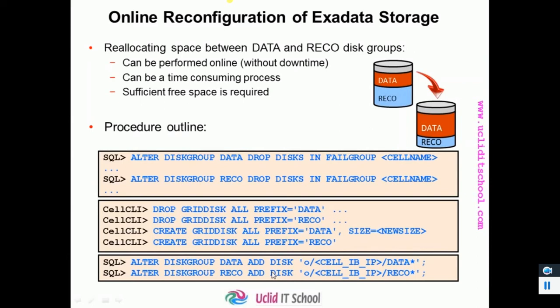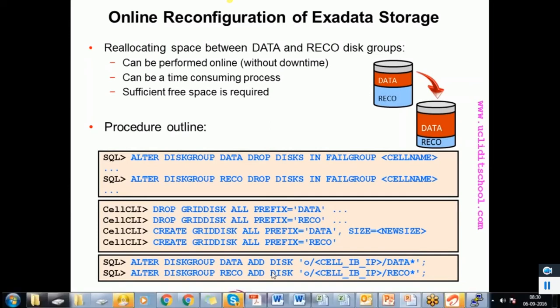Go to the second cell, and drop all the grid disks belonging to the second cell. Then wait for the rebalance. Then create the new grid disks with new sizes. Then again add them back to the disk group. Again rebalance will happen. So that way you have to do the same procedure on every cell, one cell at a time.